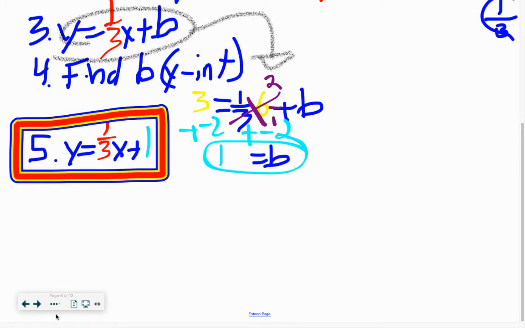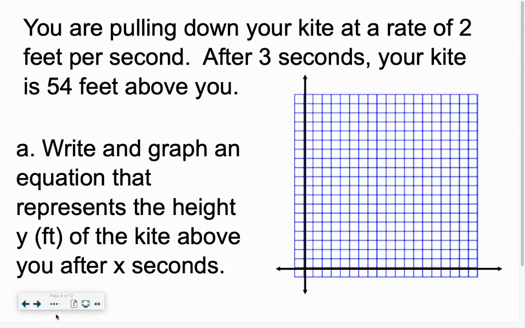When we talk slope-intercept form, there's usually going to be 5 steps to get there. There are other ways to get there, but that's how we're going to do it here. Now, when we look here, you are pulling down your kite at a rate of 2 feet per second. After 3 seconds, your kite is 54 feet above you. Write and graph an equation that represents the height, y, in feet. That's always nice to know. After x seconds.